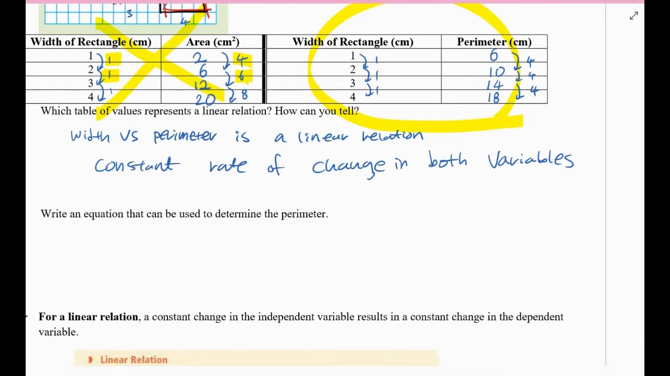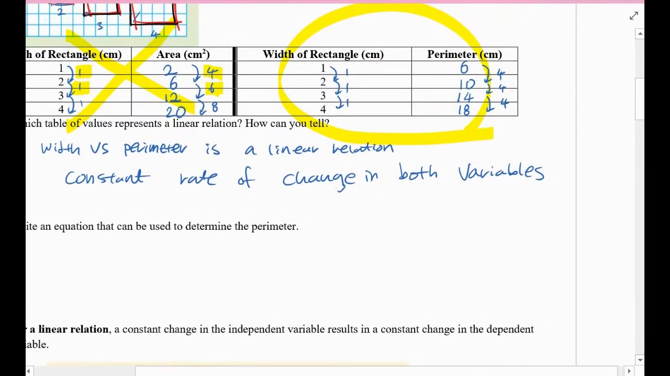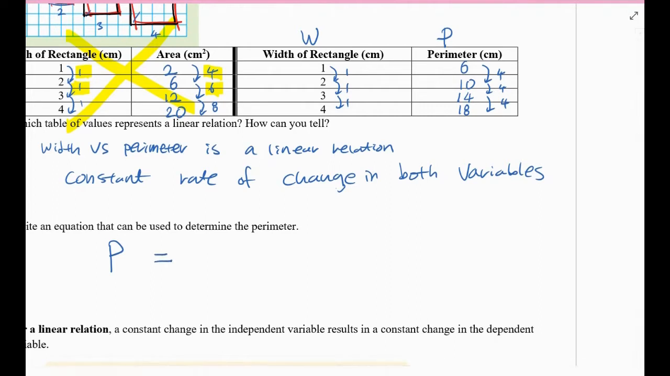Okay, and write an equation that can be used to determine the perimeter. Okay, everyone? Every time the width of the rectangle is increased by 1, the perimeter is increased by 4. So what we're going to write is perimeter. Let's say P for perimeter, and W for the width. So we want to know the perimeters, right? Perimeter is, because this is increased by 4, 4 times W plus something.